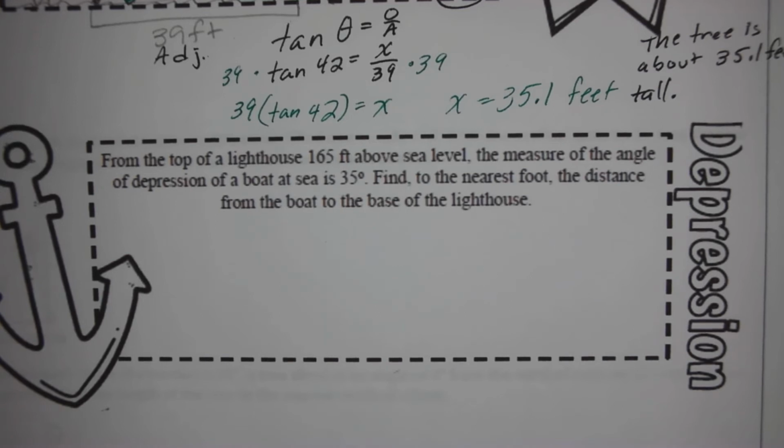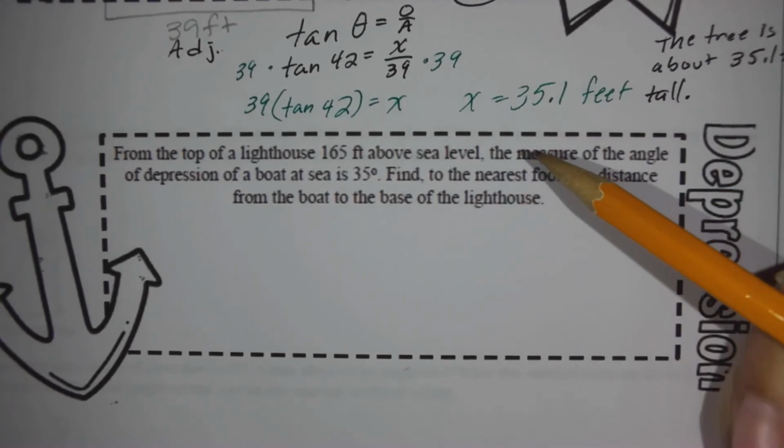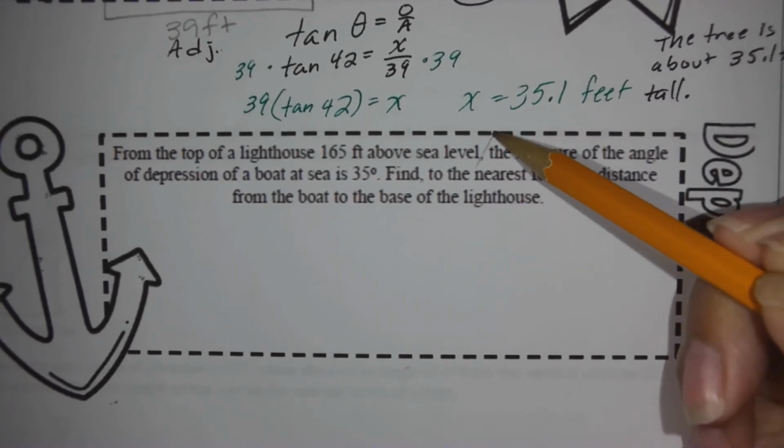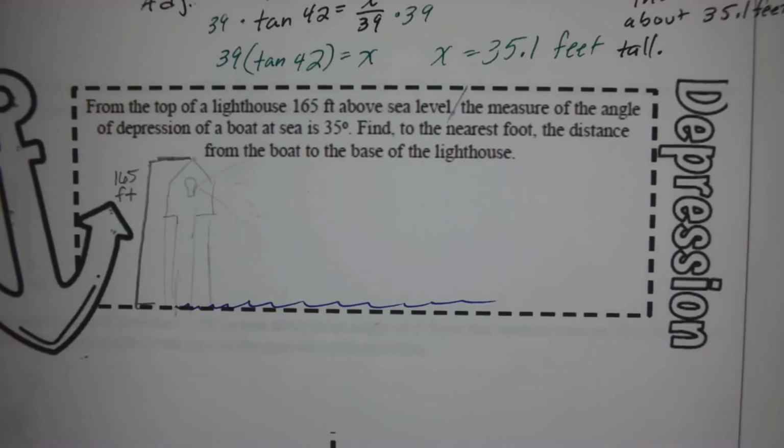Alright, so now we're going to take it the other way. We're going to find out the angle of depression, or use the angle of depression. Again, we don't have a picture, so we're going to have to do some drawing here. From the top of a lighthouse, 165 feet above sea level, there's a comma right here. We're going to break it off right there, and then we're going to draw. We'll be right back for the drawing.